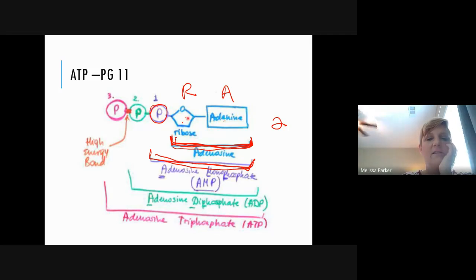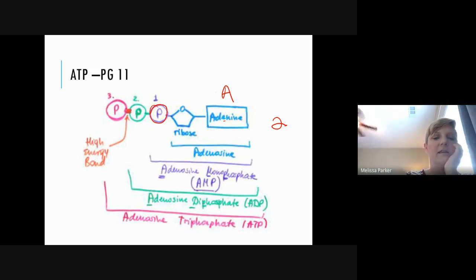So there's two ways to say it. You could say that it's a ribose and an adenine and a phosphate, or you could say it's adenosine and a phosphate that make up this monophosphate. Do you get it now? Are you still struggling? Okay. And so the same thing happens with each one below it, right? You can say the same thing for the adenosine diphosphate.